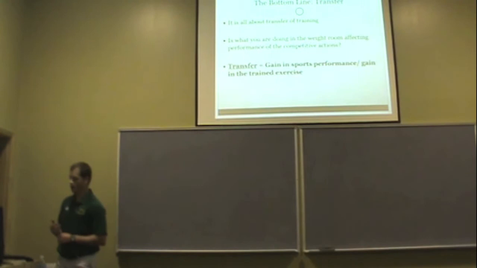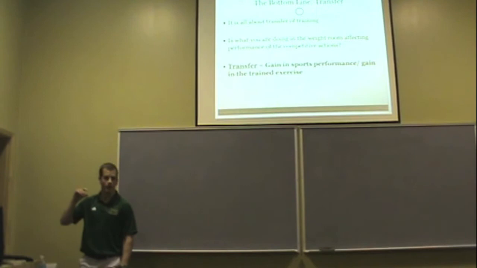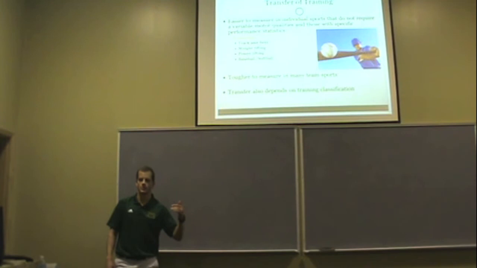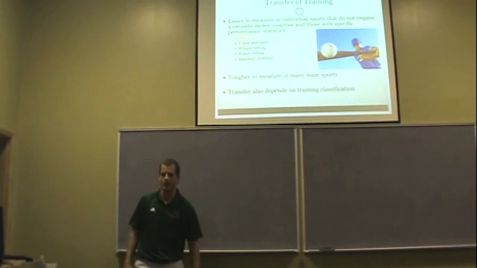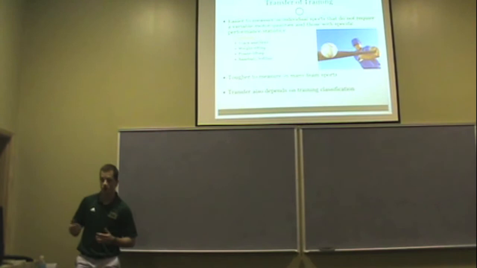So transfer can be measured with the gain in sports performance over the gain in the trained exercise. You're trying to actually get a quantified number for that. That being said, it's very difficult in many team sports to really make that calculation where there's not specific outcomes. Say with a soccer player, they score more goals. Some of those statistics you can get, but you can't say, oh, it's because of the hip flexor work, that hip flexion exercise, that I did. You can't make those calls, but perhaps with track and field, if they're running faster, you know that your exercises are probably making an impact.